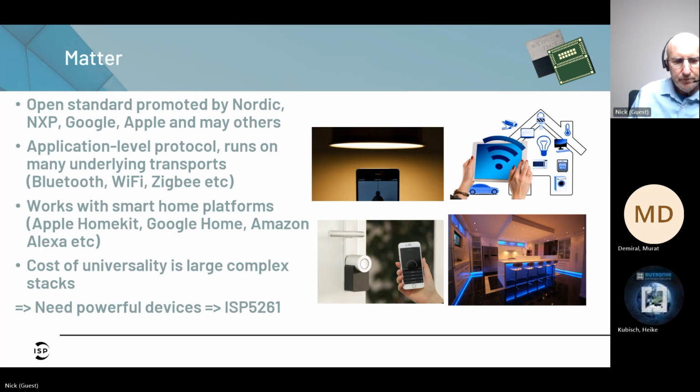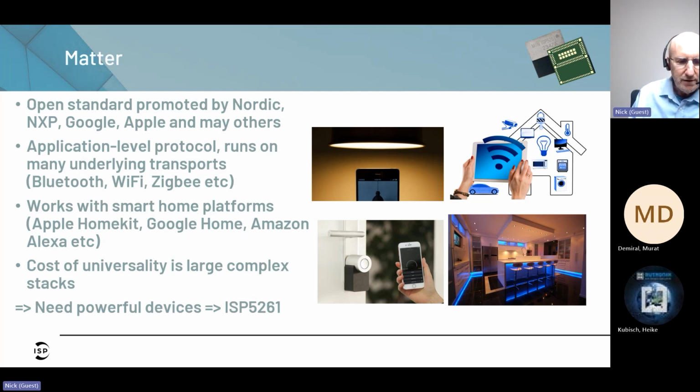It works with the key smart home platforms, Apple, Google, Amazon. So the idea is you don't have to have an Apple house or a Google house or an Amazon house. You can get Matter supporting devices, and they should work with any of these networks. So you have a Matter light bulb or lighting system, and it should work with your Google Home controller or your Alexa or whatever it is.